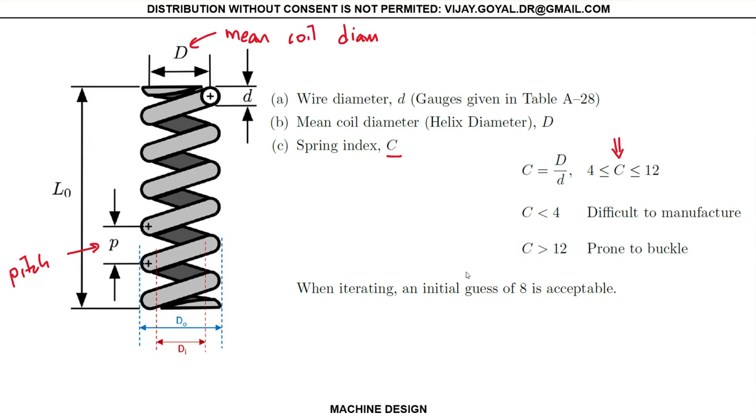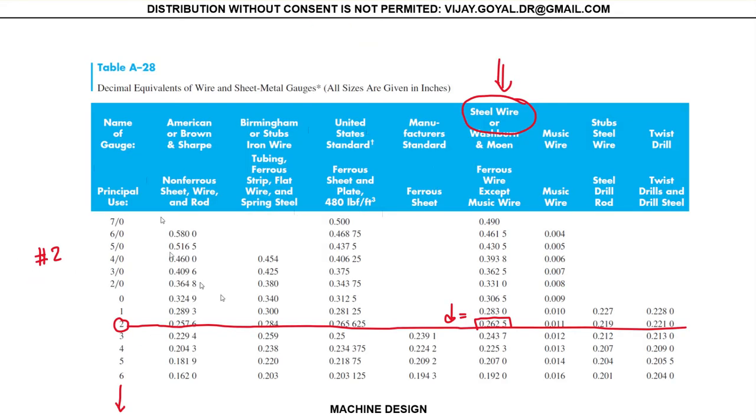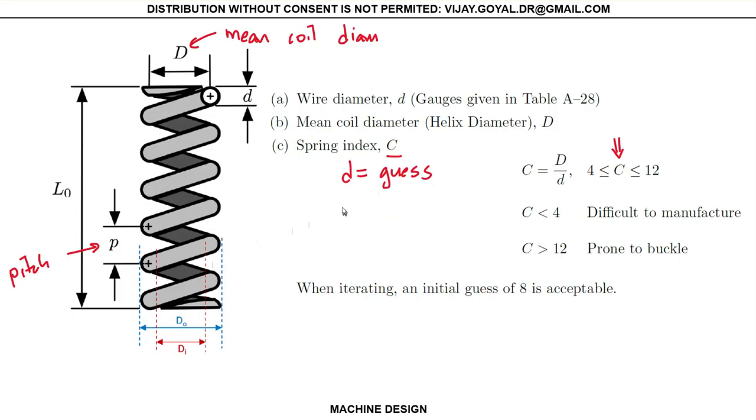And how does this work? Well, you're going to have an initial D as a guess, and that guess is going to come from this table. Any guesses from the table, don't use an arbitrary number, just go for the table itself. Then you say D is equal to C times D, so now you have this.